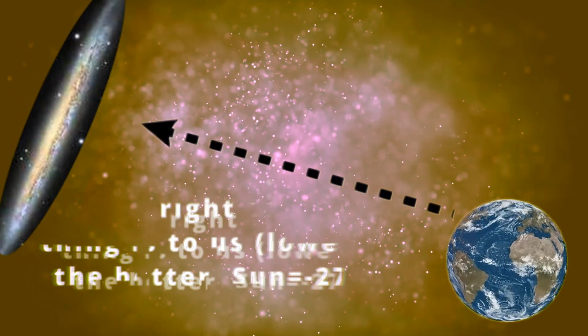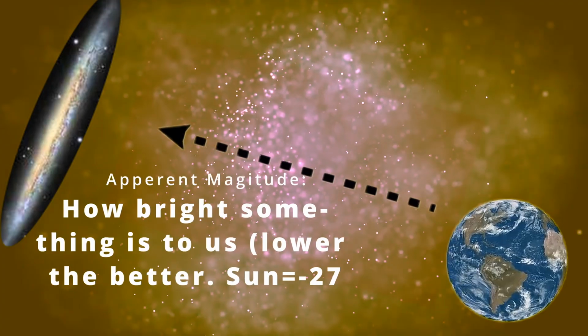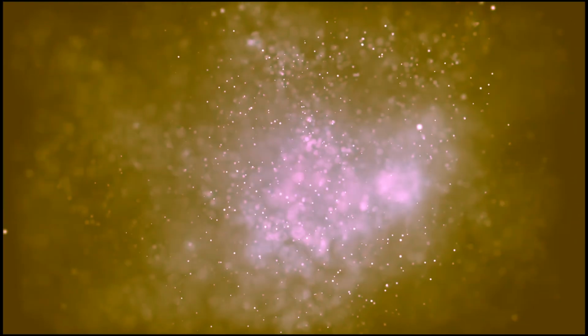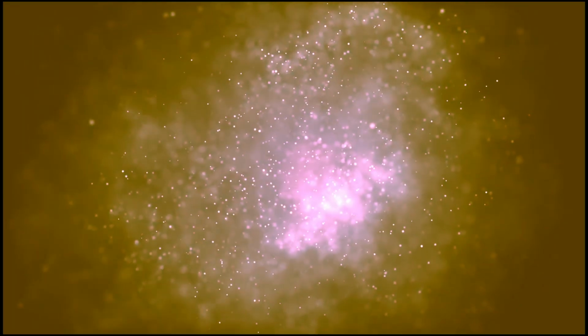It has an apparent magnitude, which is how bright something appears to us, of 11.1. If you're curious, the sun is negative 27. For apparent magnitude, the lower is brighter.